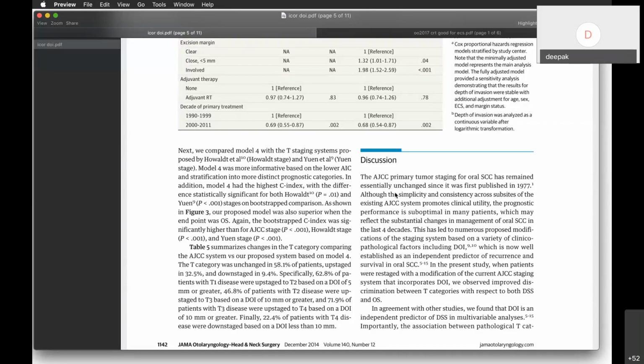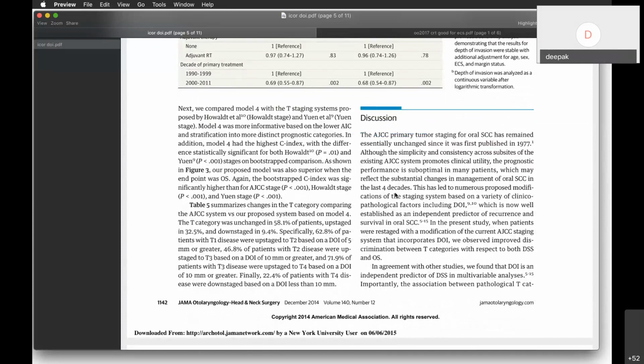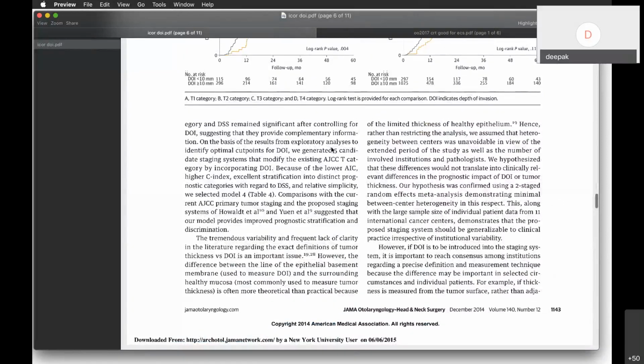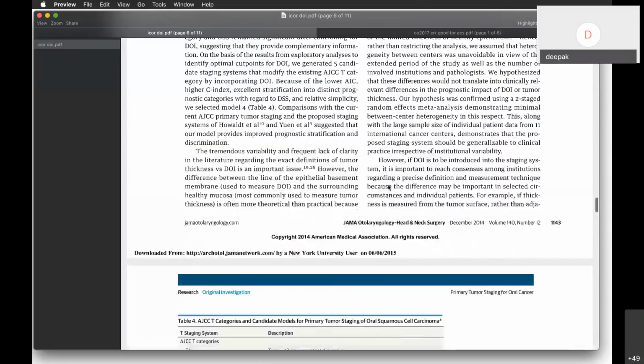So the discussion is as we had discussed before, it has the same criteria. One is it has to delve into current literature describing the current AJCC staging and what were the proposed modifications to the AJCC system. They have mentioned that depth of invasion is an important factor to include in the AJCC system, but has not been done. And they also write that OS and DSS are significant when you look at DOI after controlling different other... overall survival and disease specific survival. And they have also given the drawback.